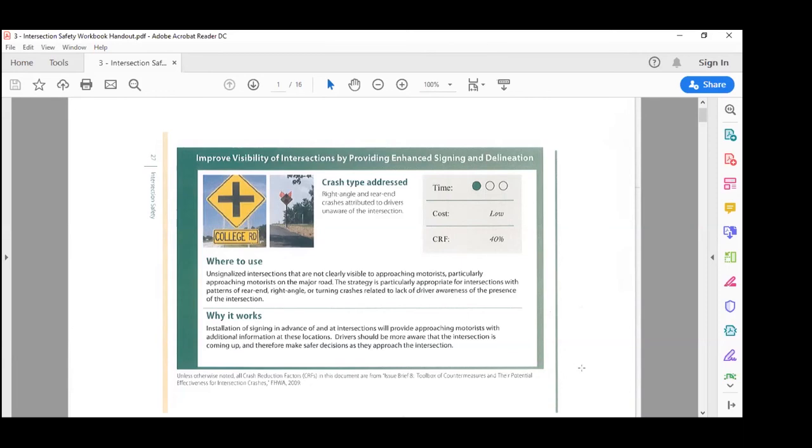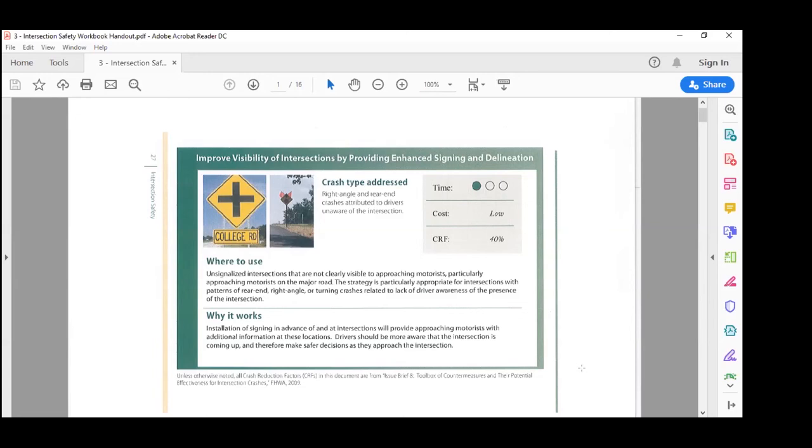Why does it work? Well, putting that additional plate that identifies College Road in large letters tells the driver that College Road is coming up. You're going to slow down to turn, but you're going to do that in a reasonable manner. You're not going to be out of reason. In other words, you're not going to be out of the expectations of what drivers behind you expect you to do in a turning movement.